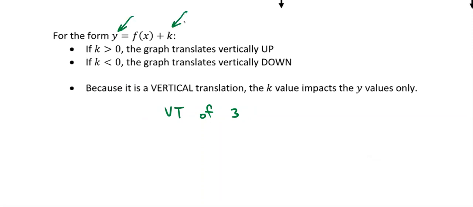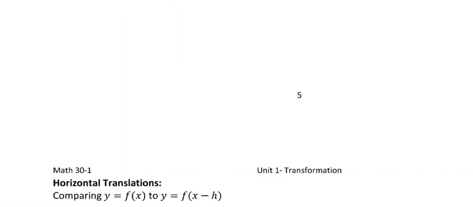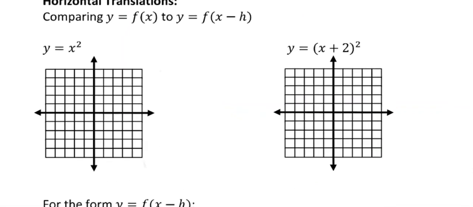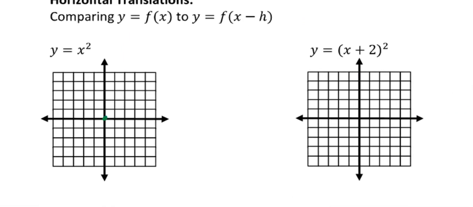I typically like to move it over to this side just to see what it's actually doing up and down, right? All right, horizontal translation. So now, let's sketch this one again quick. y is equal to x squared. Start at the origin, over 1, up 1, over 1, up 3.